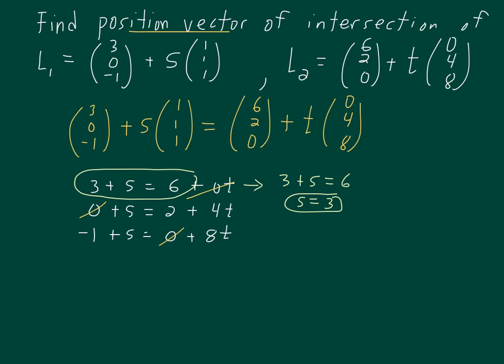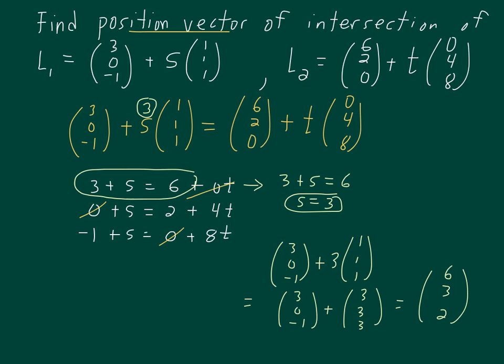From there, since we know they are going to intersect, if they're asking you to find the intersection point, what's implied is that they will intersect. So we're going to throw 3 in for s, and if we simplify this, when we clean it up, we end up getting the vector 6, 3, and 2.